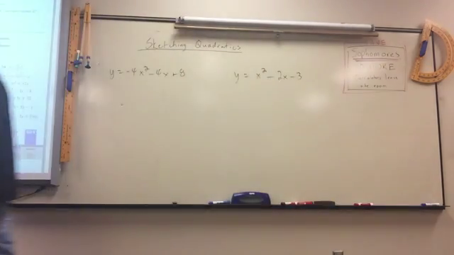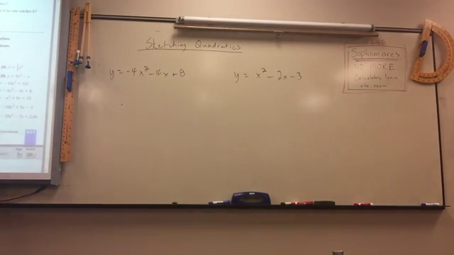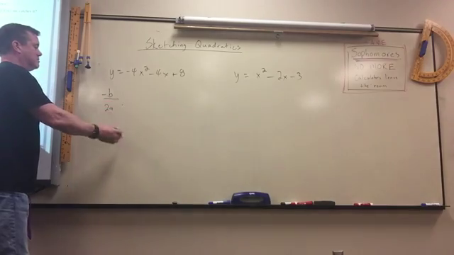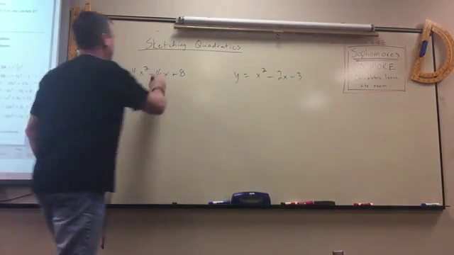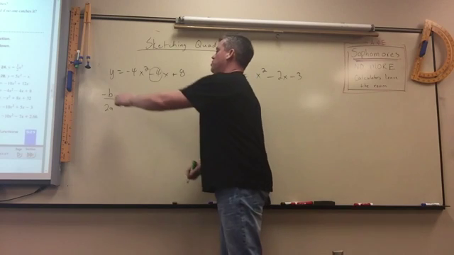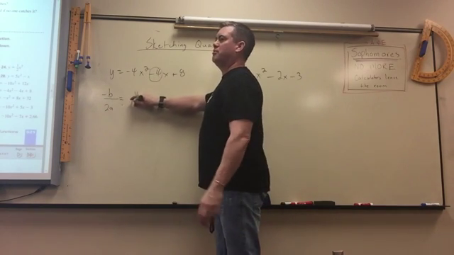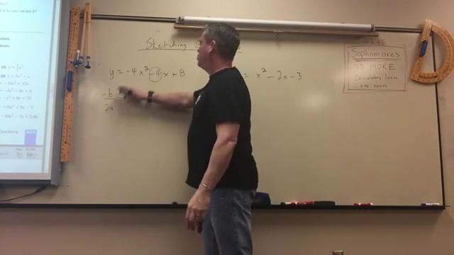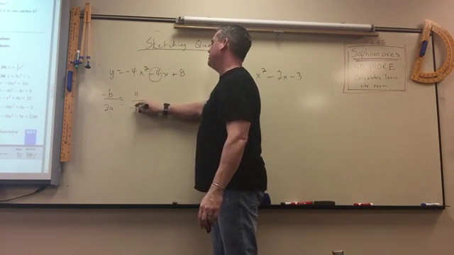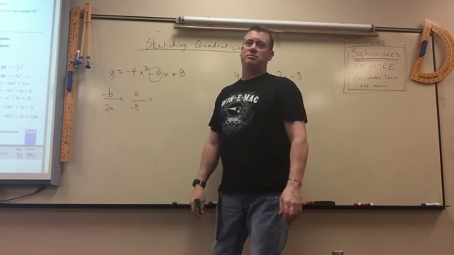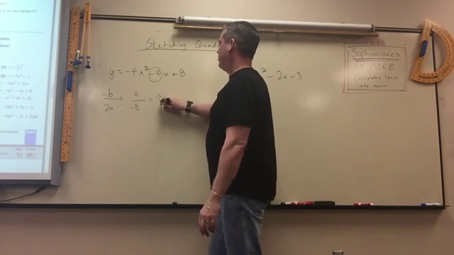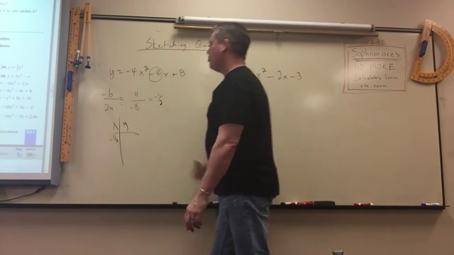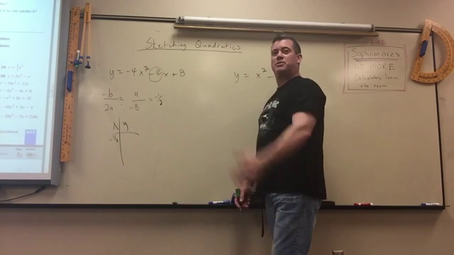Okay, so to sketch these, we need to always start with negative b over 2a. The b is a negative 4, so negative 4 is positive 4. A is a negative 4. 2 times negative 4 is negative 8. So that simplifies to negative 1/2.